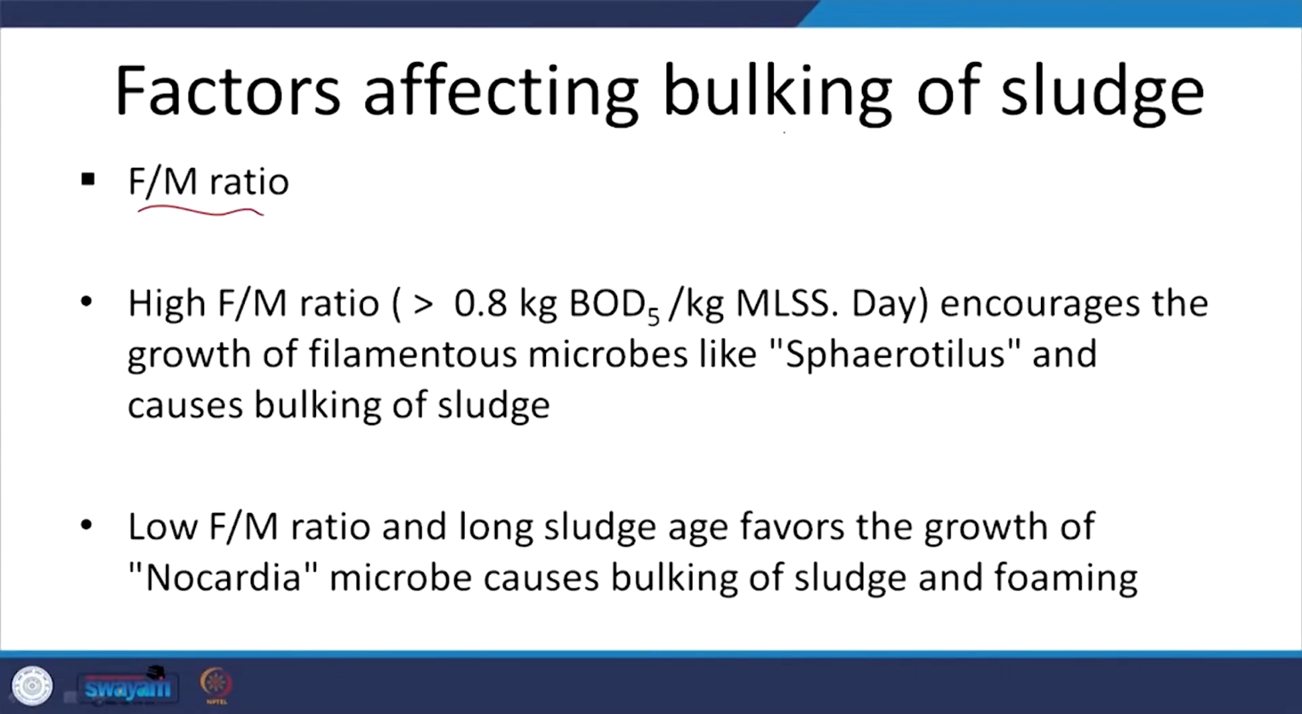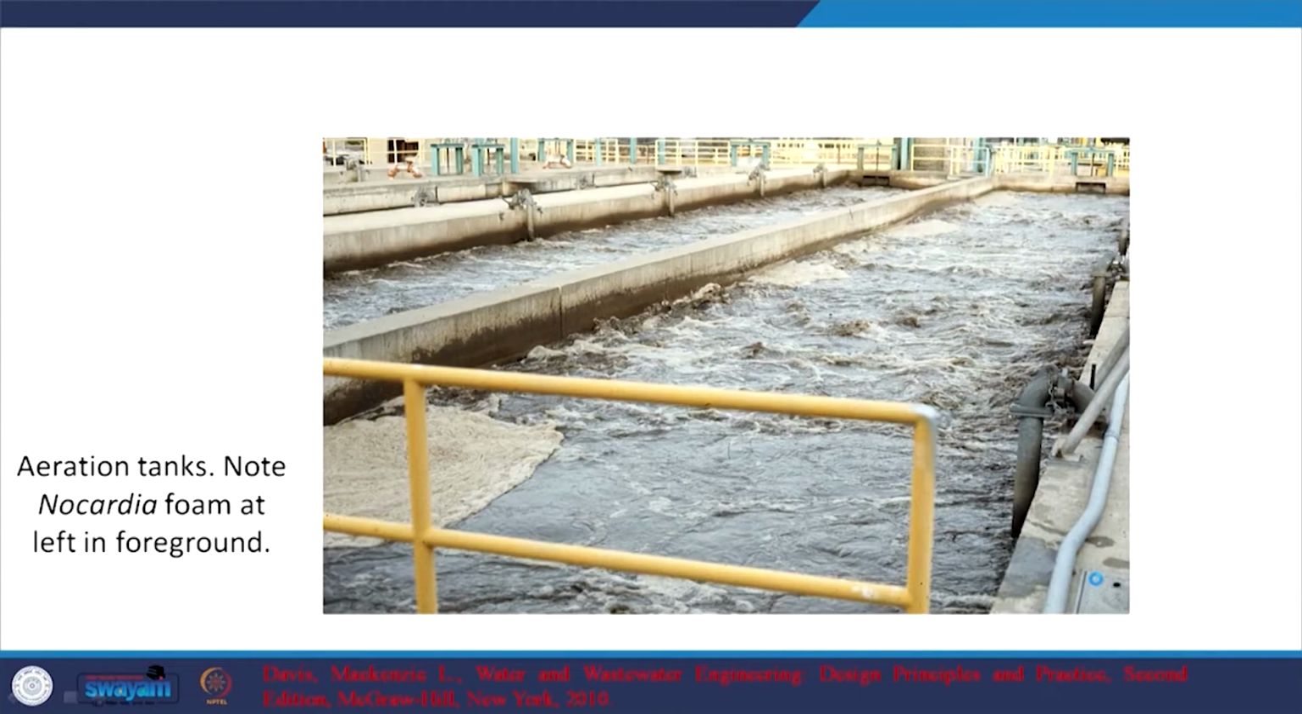Let us look at some of the factors or variables that can lead to bulking of sludge. So, here we have a high F by M ratio, which encourages the growth of filamentous microbes like Sphaerotilus and causes bulking of sludge, right. So, that is one aspect and the relevant aspects are given. A low F by M ratio and long sludge age favors the growth of Nocardia microbes, causing bulking of sludge and more importantly foaming. I think I have a picture here.